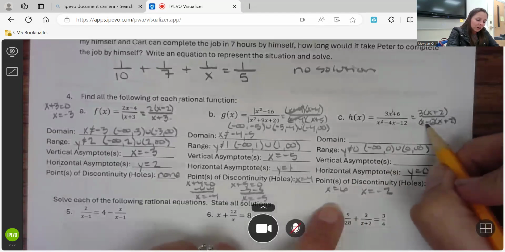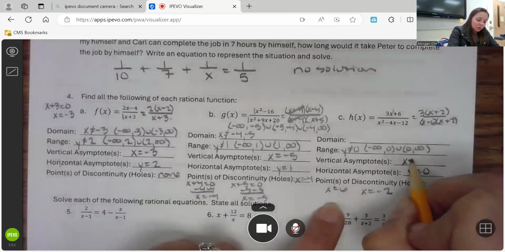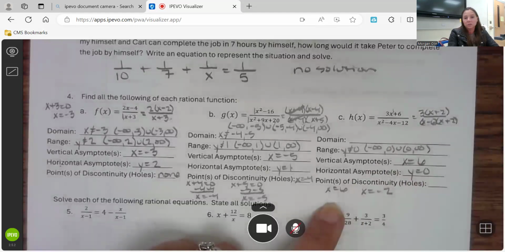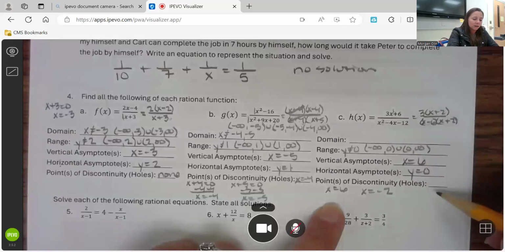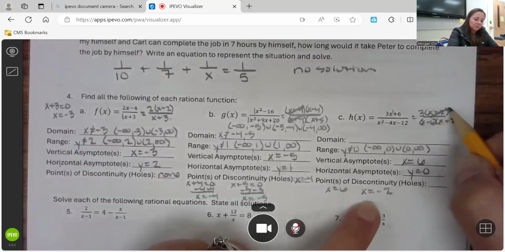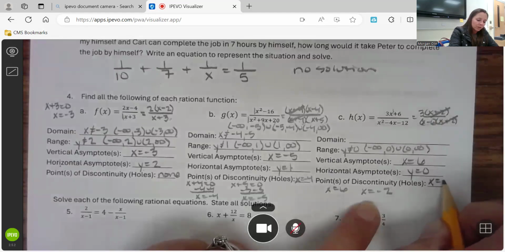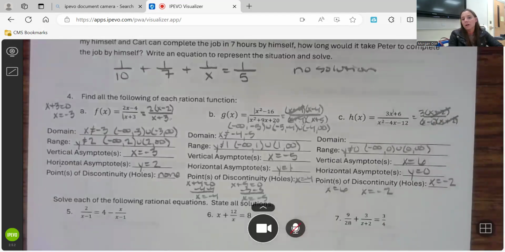All right, and here, x minus 6 is my vertical asymptote because it does not cancel. So x equals 6 is here. And then x equals negative 2, because the x plus 2's cancel, is my hole. All right, and you can go graph that. You can find your hole and so forth.